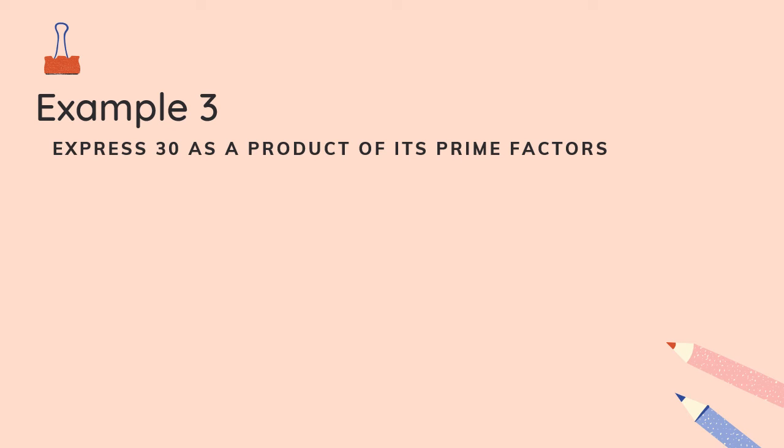Example 3. Express 30 as a product of its prime factors. As usual, we're going to write down 30 right over here, and then we're going to start the branching out. As usual, like I said, you can start off with 2 or you can start off with 3. Now, since this is 30, let's start with 3. 3 times what number gives 30?